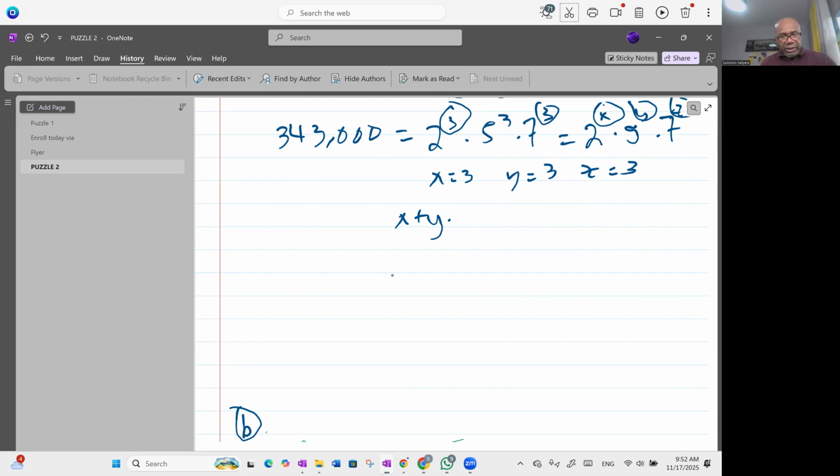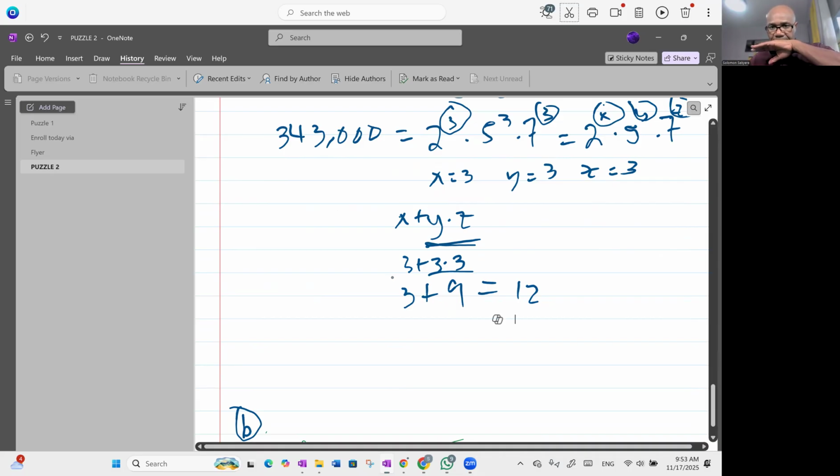So now perform the operation x plus y times z. Order of operations, right? If you do 3 plus 3 first, you get it wrong. We have to multiply first. So 3 times 3, you have to do this first. 9 plus 3, 12 is the correct answer. If you get 18, you're wrong.